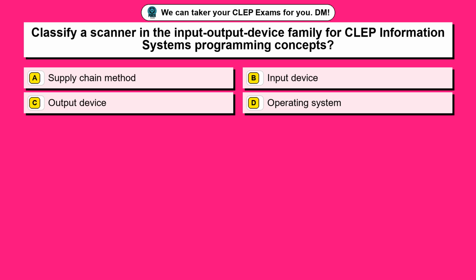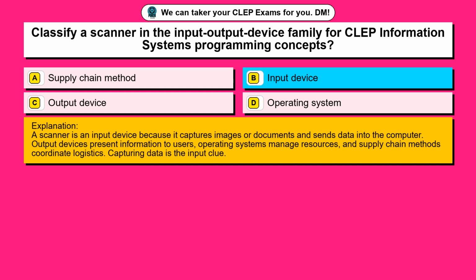Question 54. Classify a scanner in the input-output device family for CLEP Information Systems programming concepts. Option A, supply chain method. Option B, input device. Option C, output device. Option D, operating system. The correct answer is option B, input device.